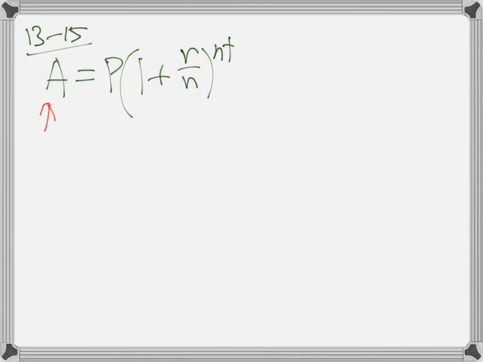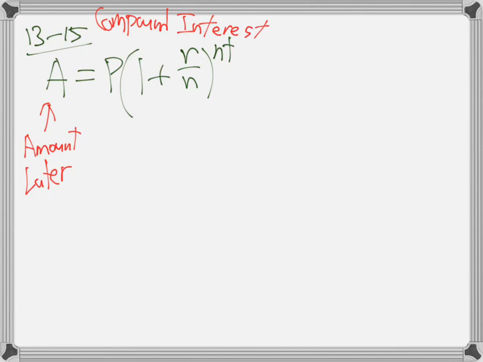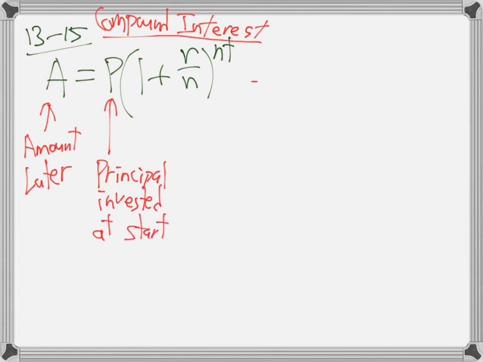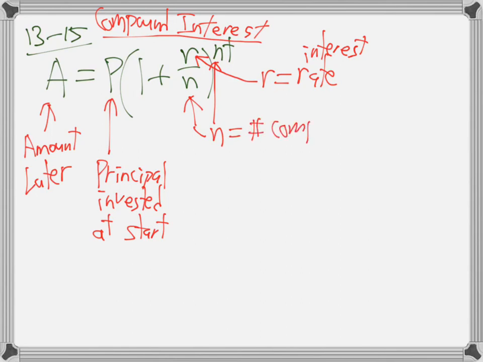So for 13 through 15, A is the amount later. What is this formula? This is compound interest. You might have seen it before. Compound interest. P is the principal invested at the start. R equals the rate, the interest rate. And N, which is in 2 places actually, N equals the number of compoundings per year.